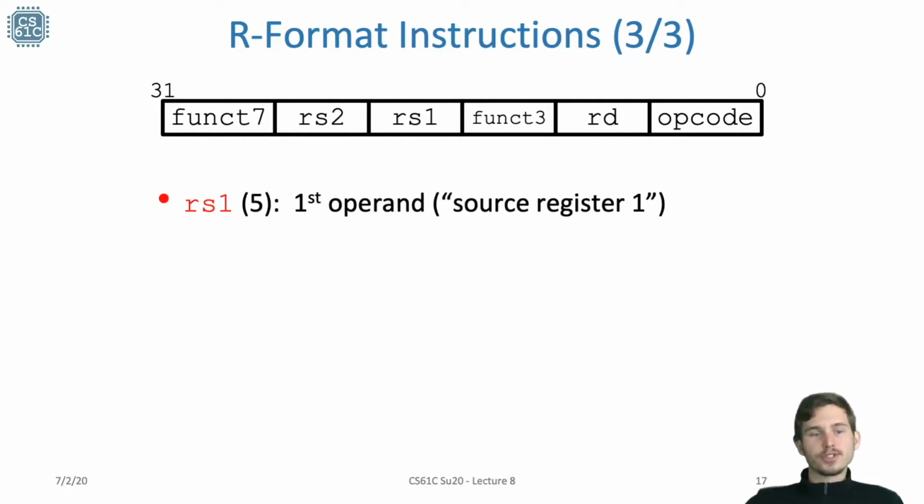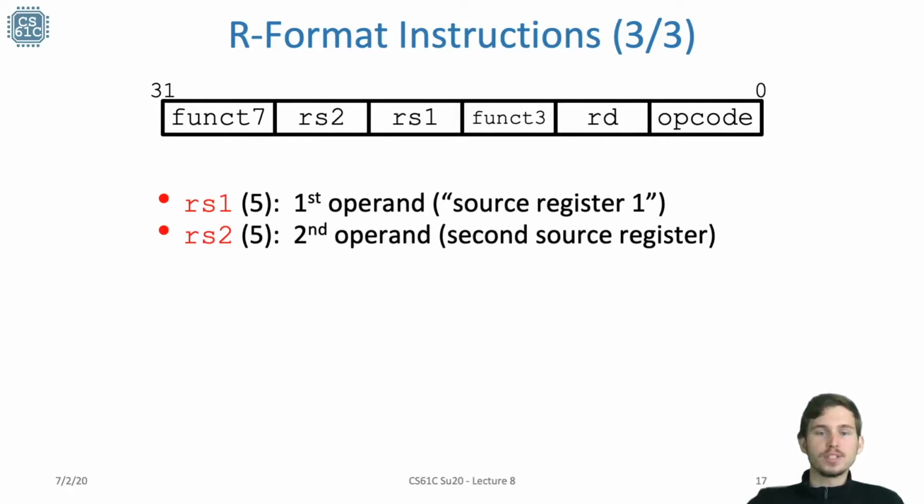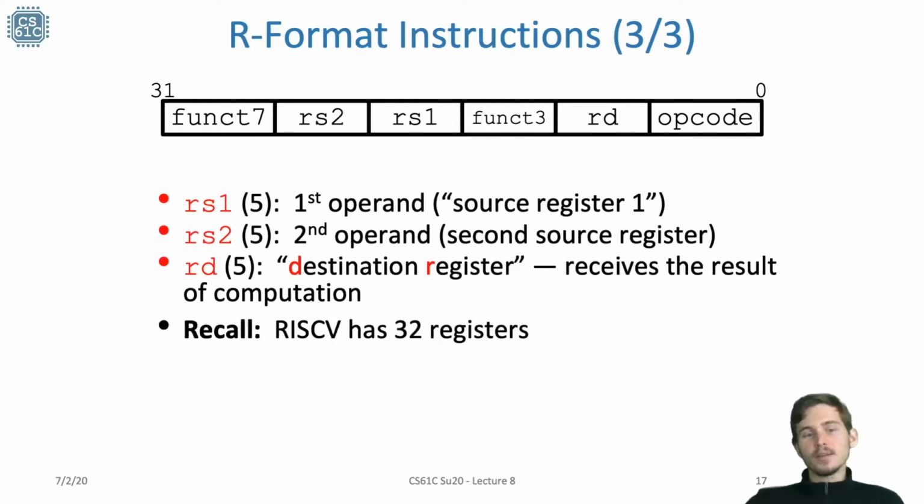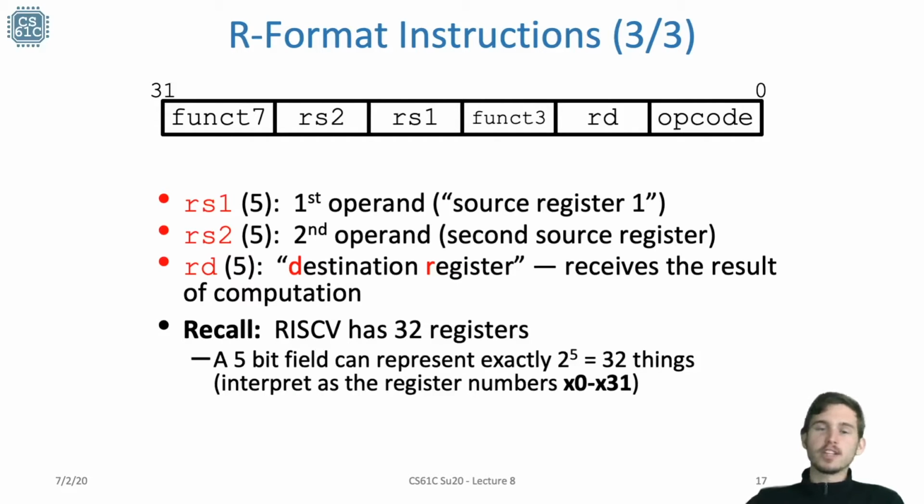We also have our register fields, which is RS1, which is the first operand, or source register 1, RS2, which is the second source register. Then we have RD, which is the destination register. This is the register in which we receive the result of our computation. You might have noticed that all of these are 5 bits. Quickly recall, RISC-V has 32 registers, which is why we use 5 bits for this. A 5-bit field can represent 2 to the 5 values, which is equal to 32 things. So if you interpret each as a register number, then we could represent all registers from 0 to 31.